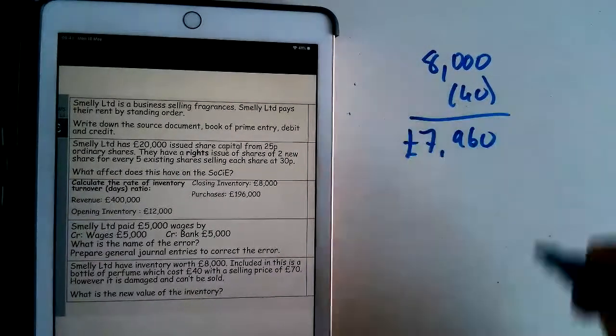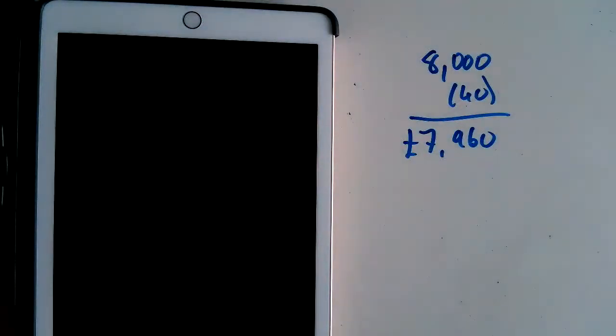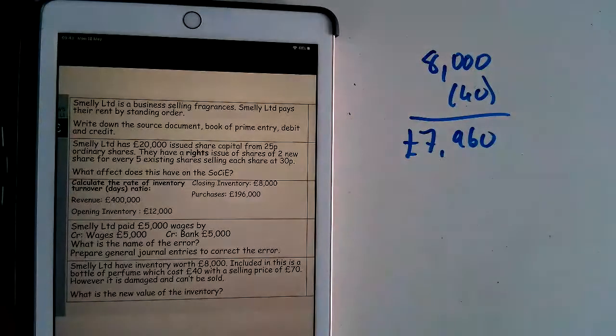So 7,960. Normally I'll give you how much it's worth now and how much it'll cost to repair. However, you can't repair this, so instead you just write it off. So it's just £40 written off from the inventory.